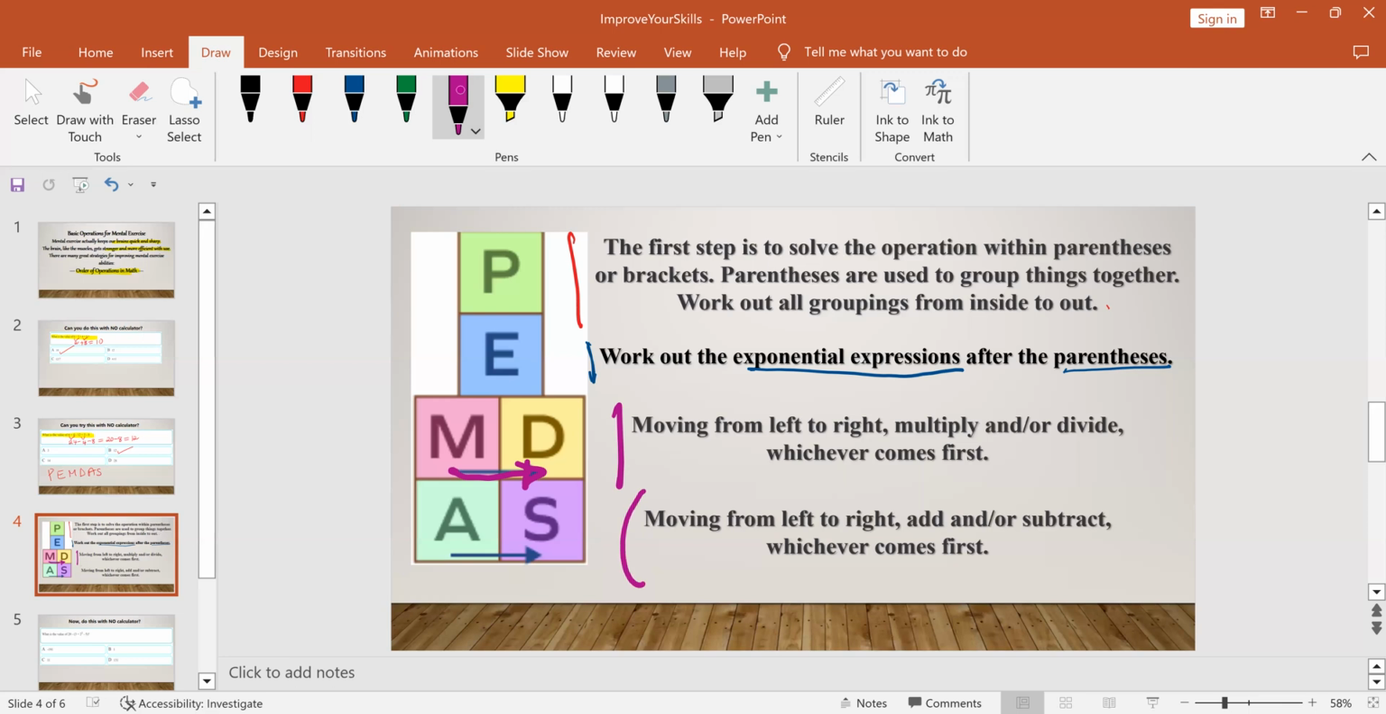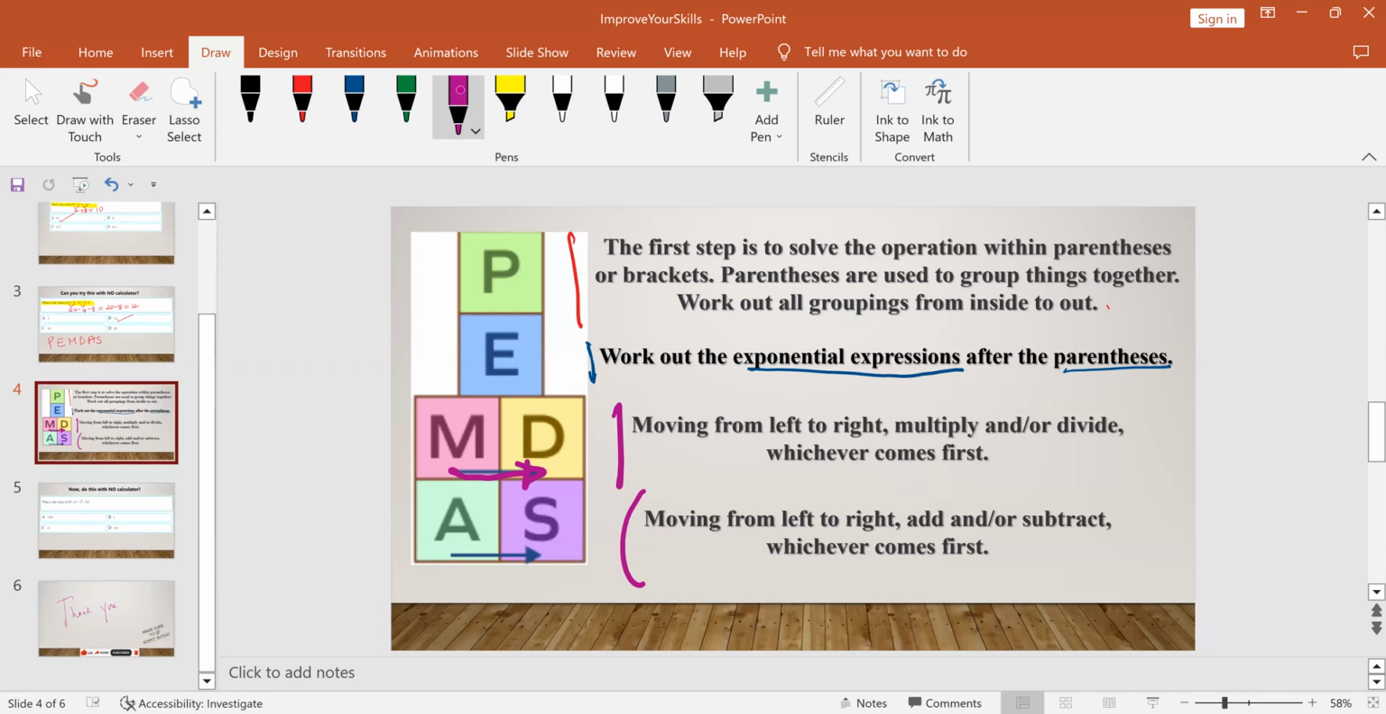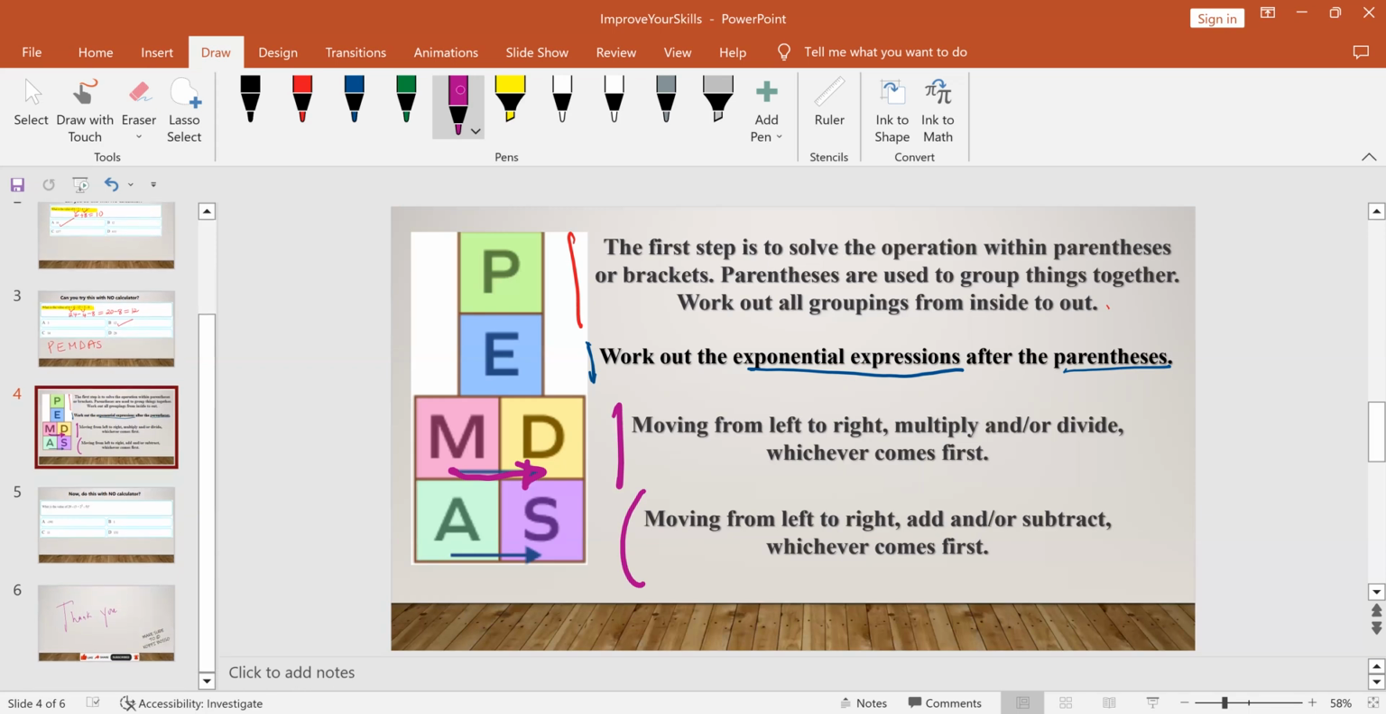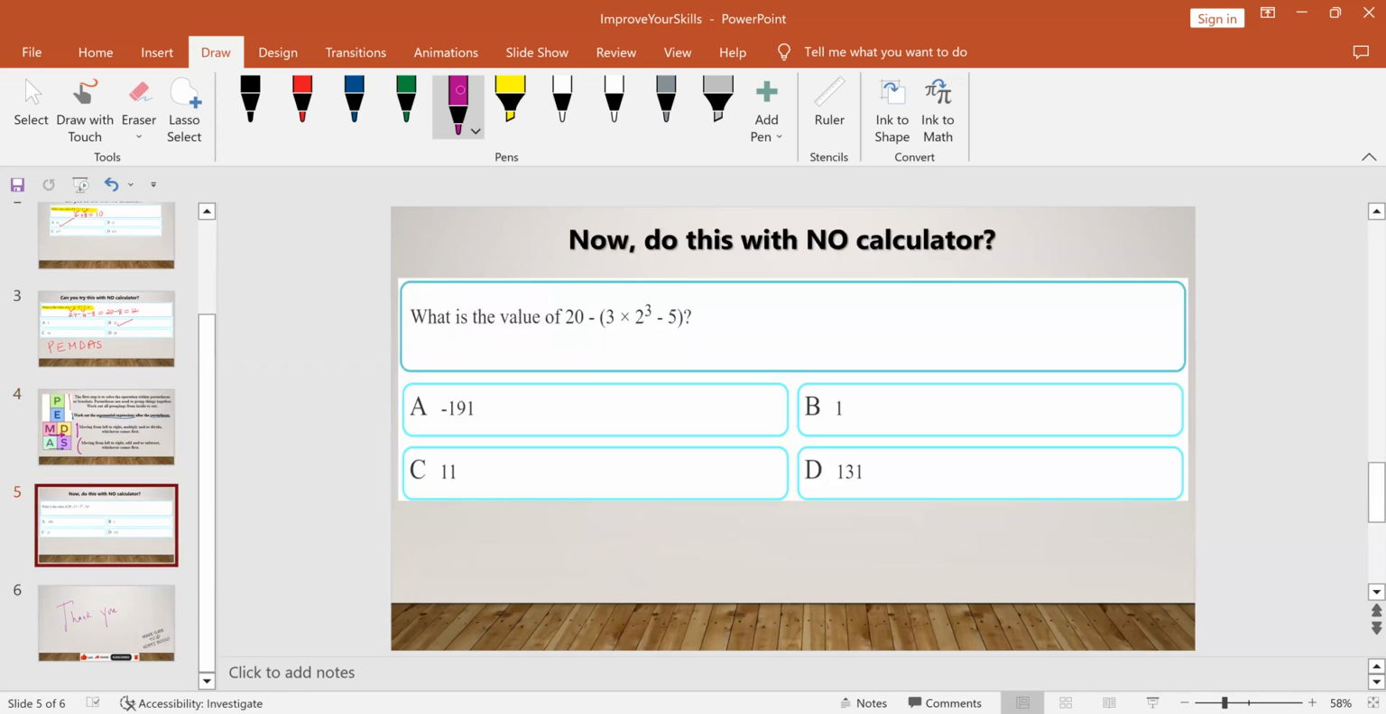The last step is A and S, A as addition, S as subtraction. So again, moving from left to right, add and or subtract, whichever comes first. So again, if the addition comes before subtraction, you do addition. If it's subtraction before addition, you do subtraction. Now let's see an example where we have all these operations involved.